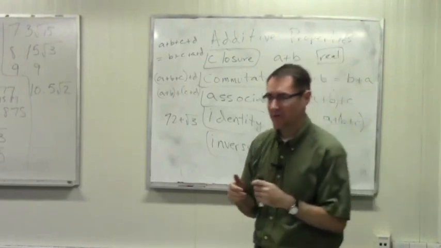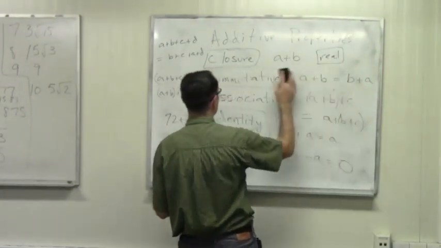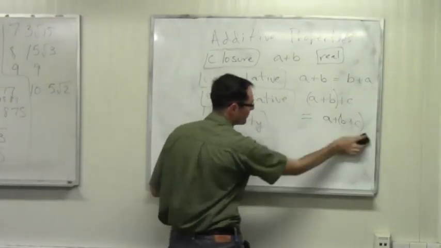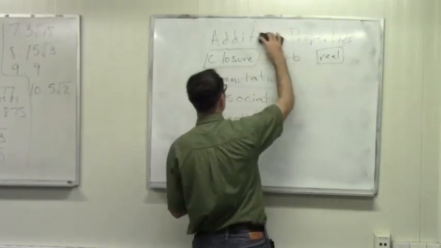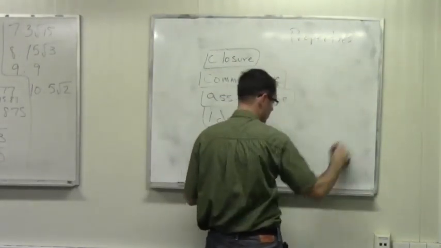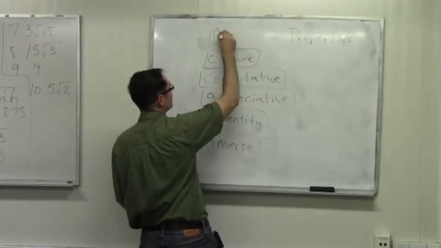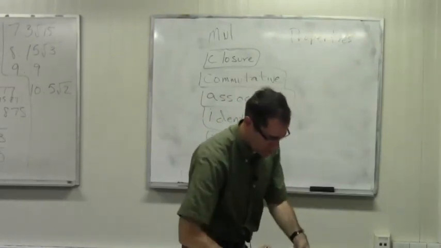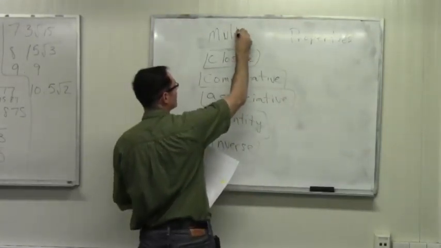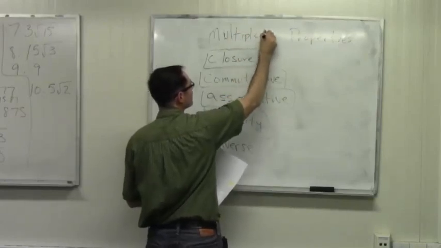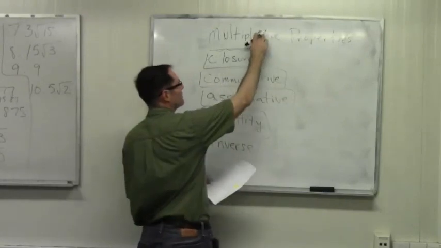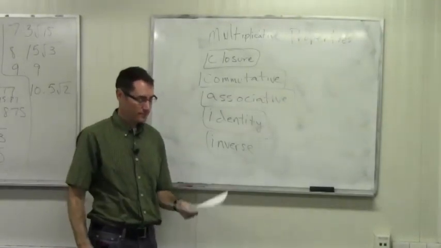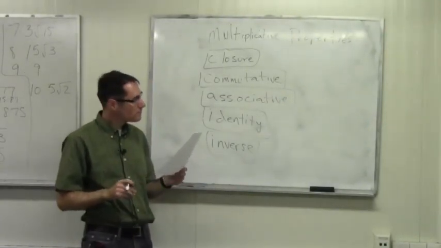Can I erase these? We did the addition ones. Let's do the multiplication ones. Okay. In fact, I'm going to make it easier on me. This is what's nice when you have a board. I'm going to leave most of the stuff up there. You guys have to write them all down again. Multiplicative. In other words, the properties for multiplication. Silly English word, multiplicative. Okay.